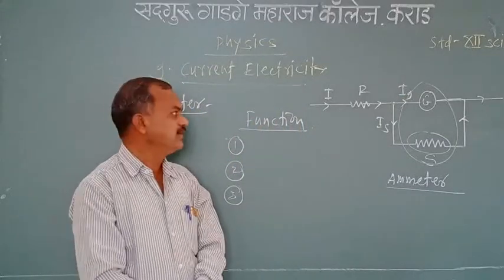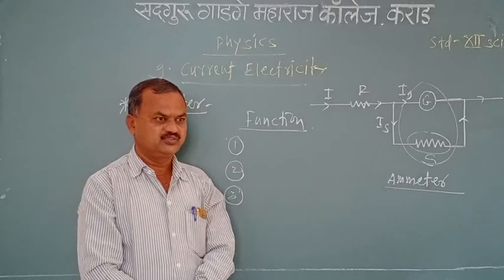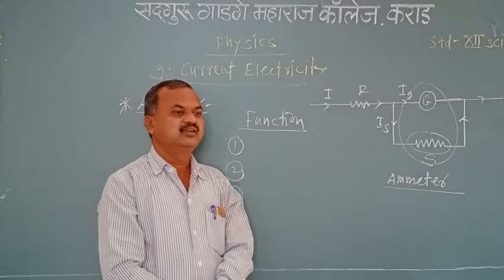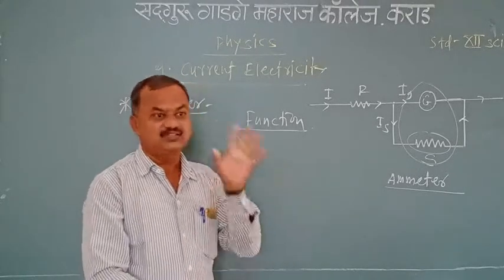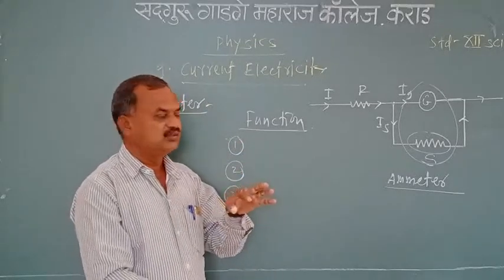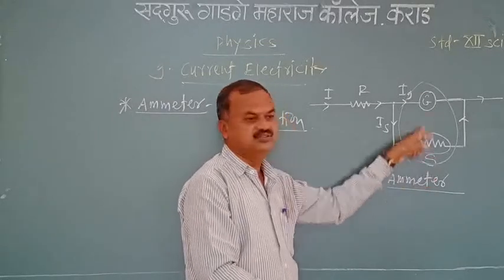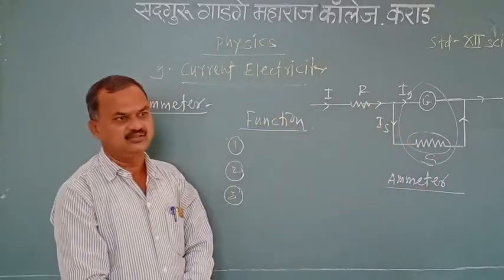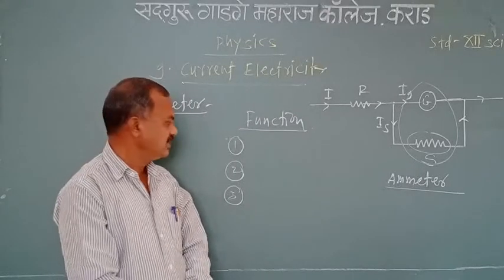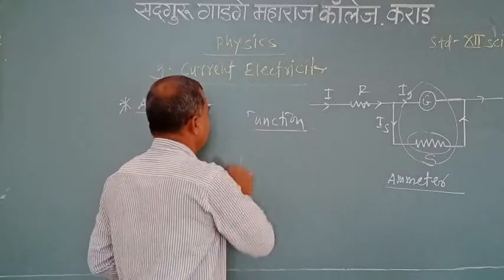Coil of MCG is liable to be damaged after passing a large amount of current. To protect it from that damage, we have to connect that shunt across the coil of MCG in parallel. This is the function of the shunt in that circuit.